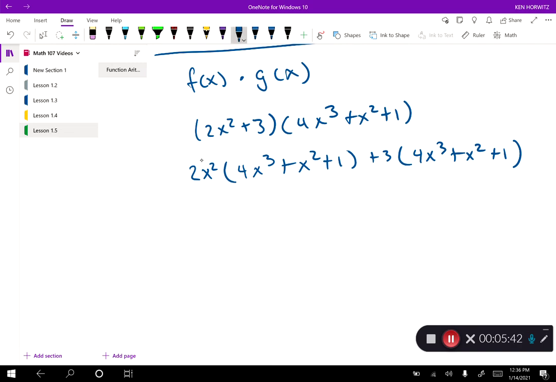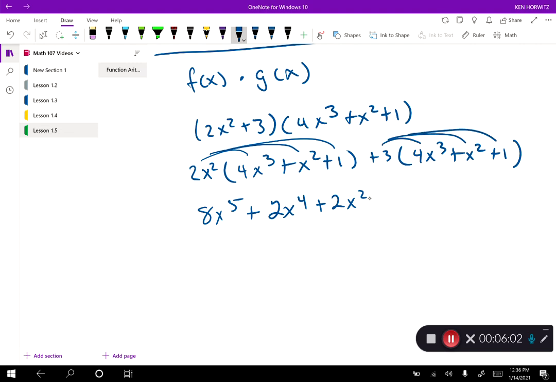All right. So at this point, now we can just take a single term and run it through. So now I have what? 8x to the 5th plus 2x to the 4th plus 2x squared plus, not 3x, just kidding about that, 12x cubed, 3x squared plus 3.